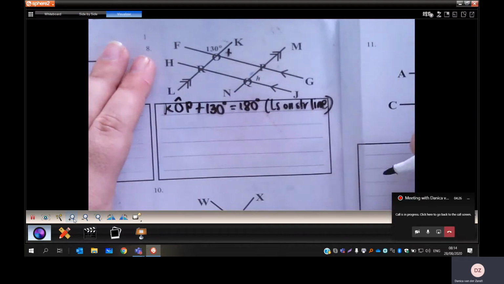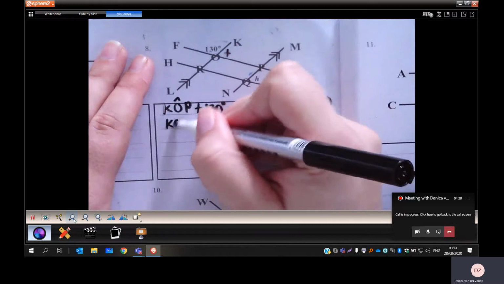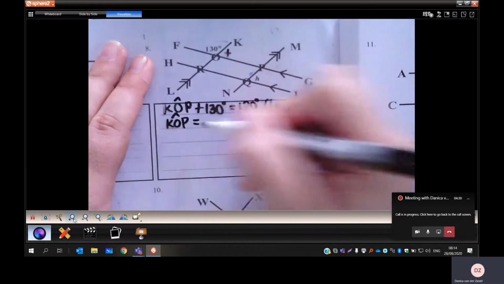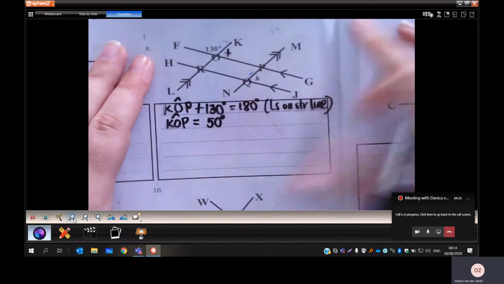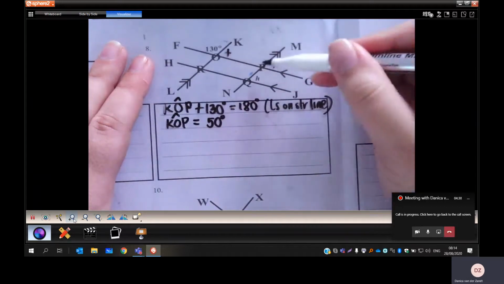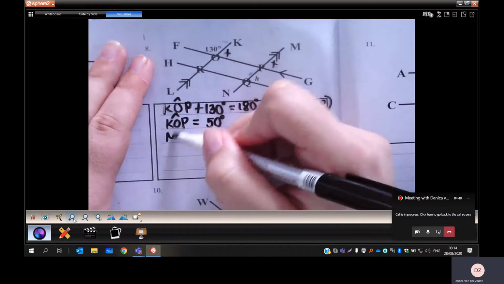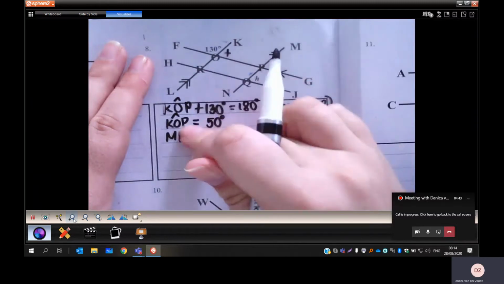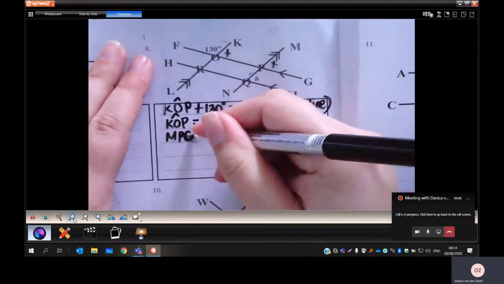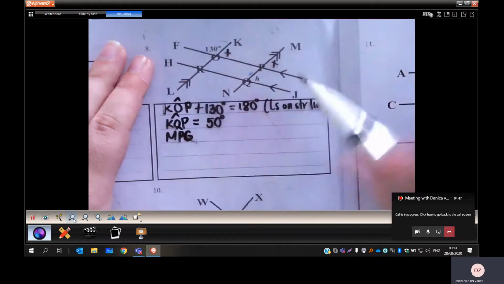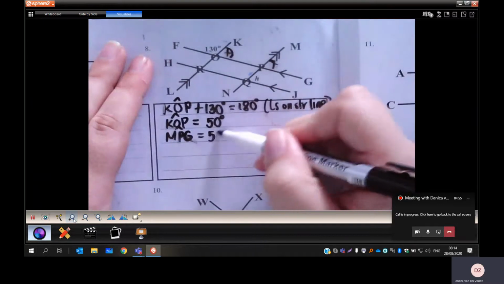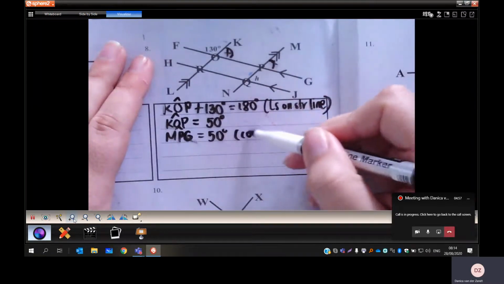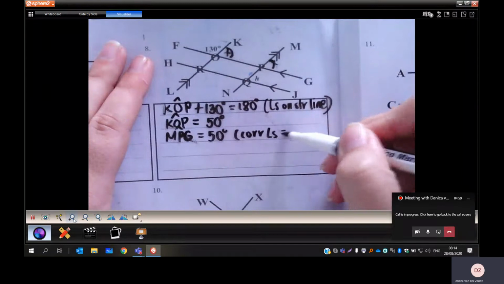Then we would have to actually get KOP. KOP is equal to 180 minus 130, which is 50 degrees. Then we can say MPG is equal to 50 degrees. Sorry, G, not O. P is my middle angle, that's why I've got the hat on it. Okay, so we have that which is 50 degrees, and that is corresponding angles equal.